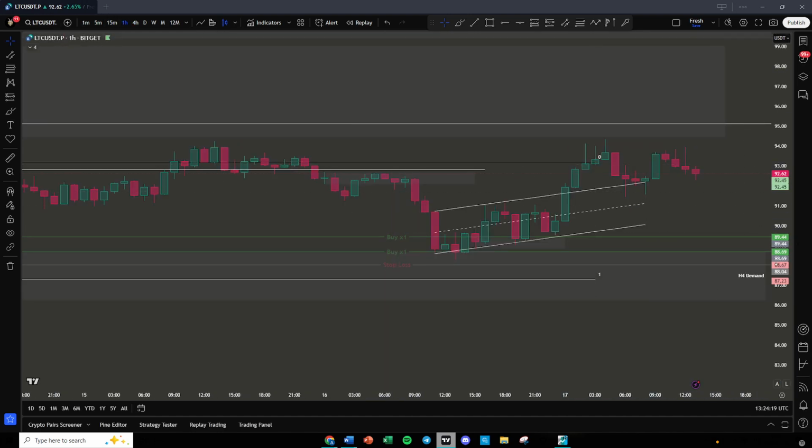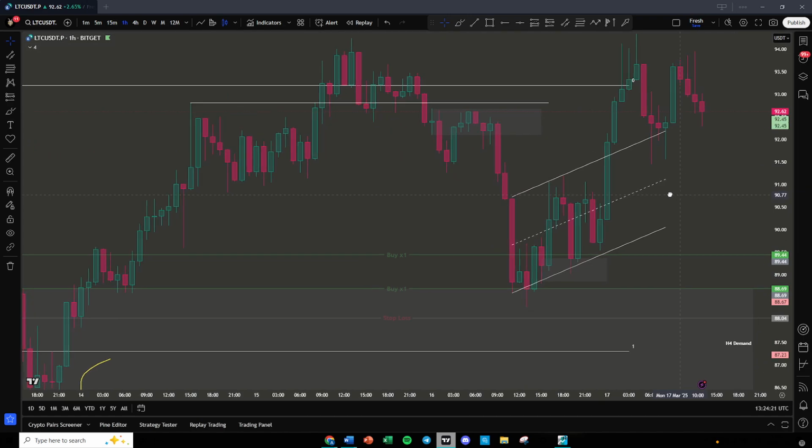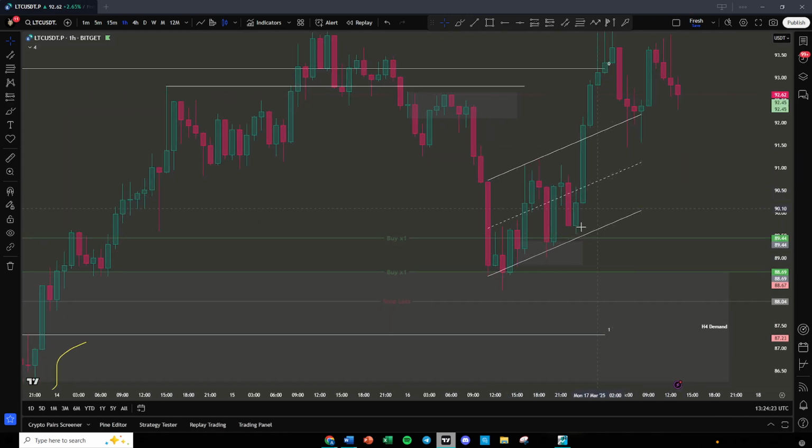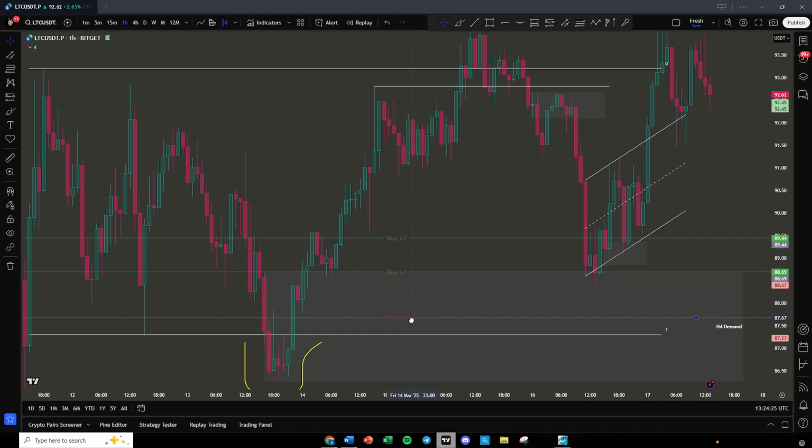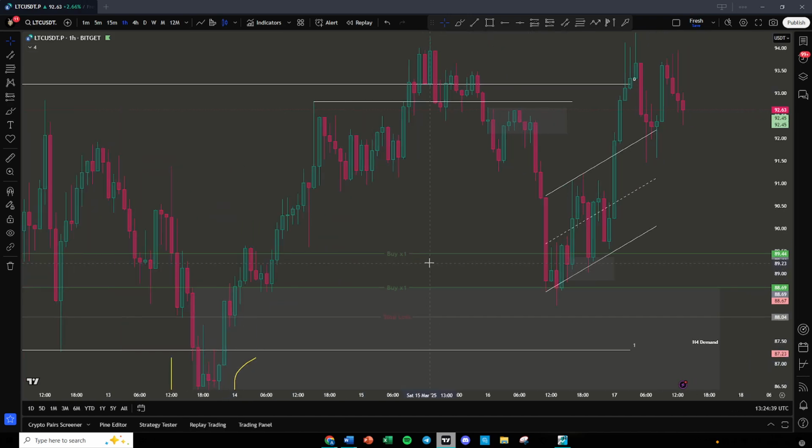I did think it was going to be a bit of a slow grind, but it is what it is. I'm still testing out my new strategy of scaling into winners. Initially my stop loss was around here, and that was a 1R risk. Bear in mind that this liquidity and this demand, I had it around here, with this SR just underneath. So I entered on the H4 demand.